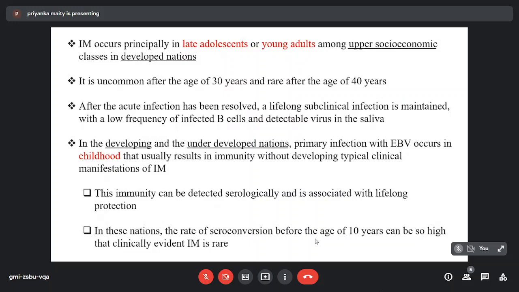In the developing and the underdeveloped nations, primary infection with EBV occurs in childhood and usually results in immunity without developing typical clinical manifestations of IM. This immunity can be detected serologically and is associated with lifelong protection. In these nations, the rate of seroconversion before the age of 10 years can be so high that clinically evident IM is rare.